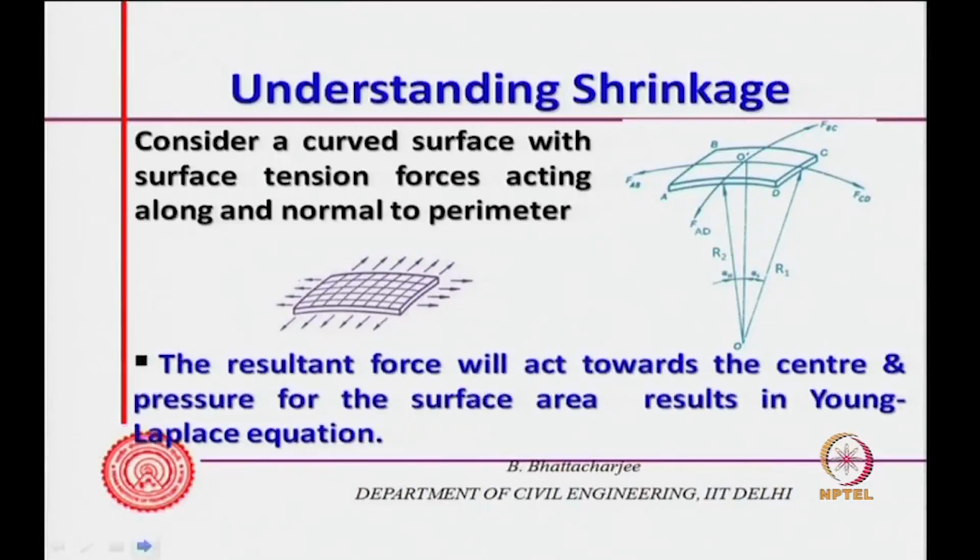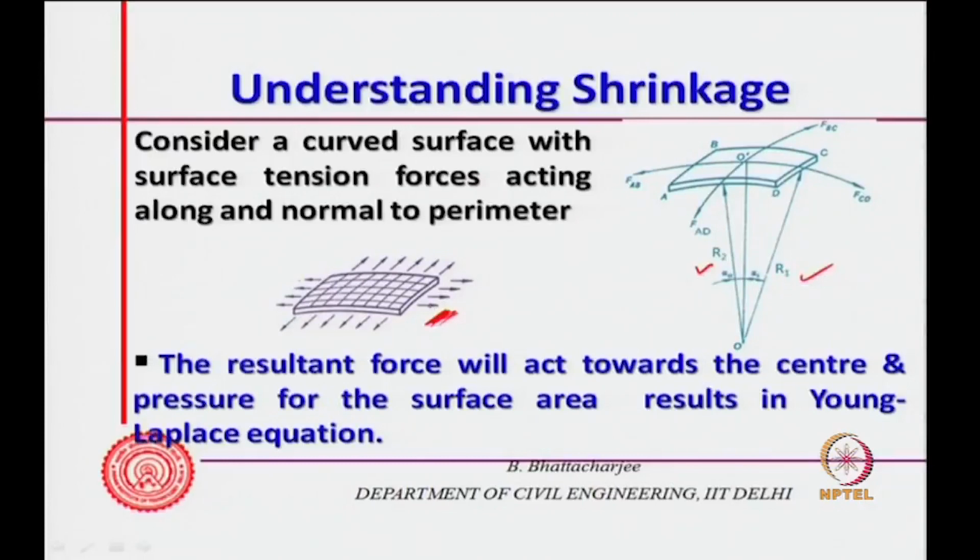So, the resultant force will act towards the center, and the pressure difference across the surface results in what is called the Young-Laplace equation. One can find the resultant force acting inside, and this will be a function of R1 and R2. Gamma is the surface energy per unit area, which means actually a force per unit length.